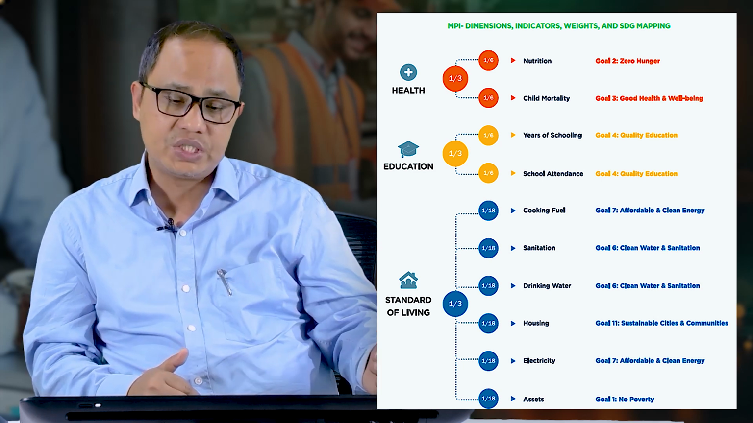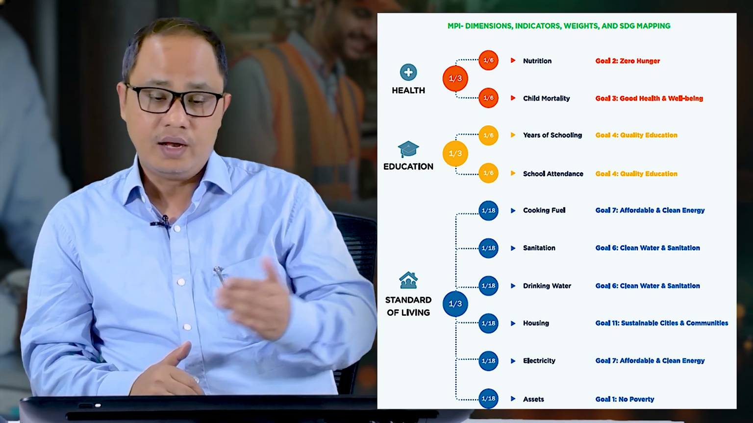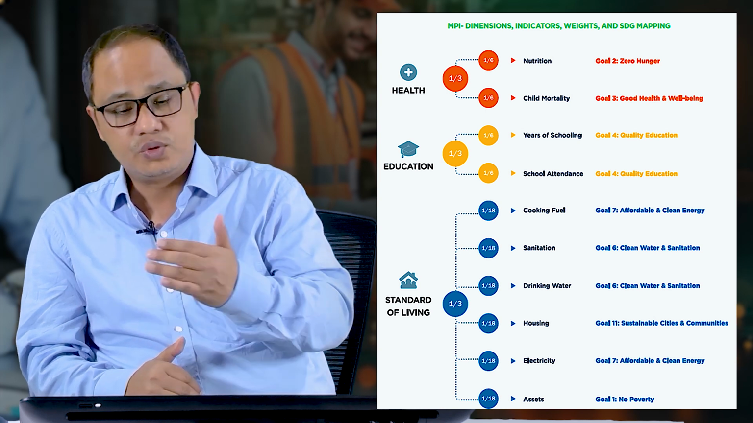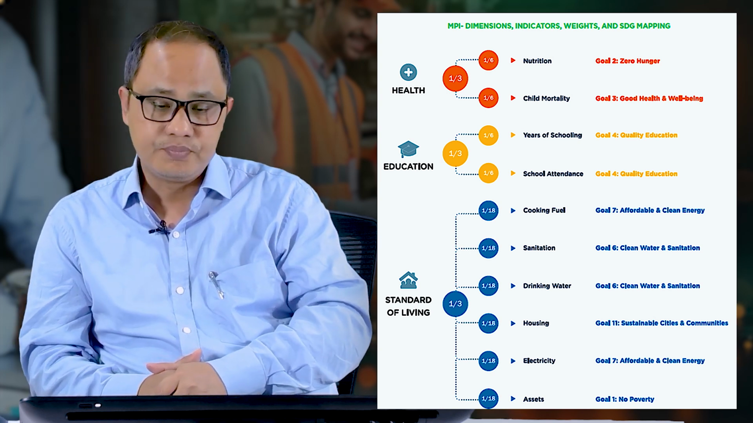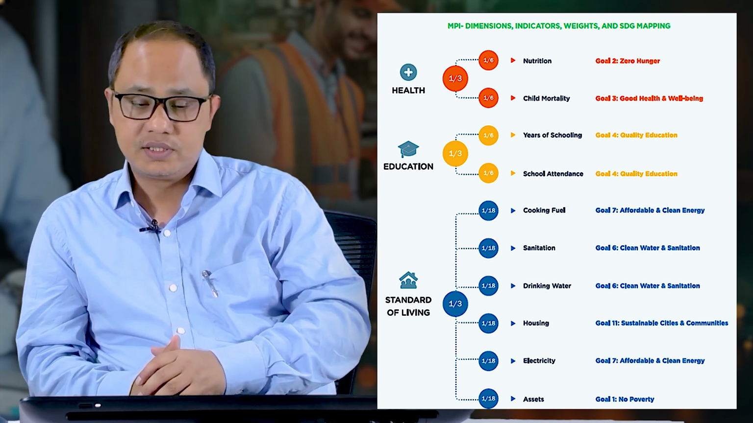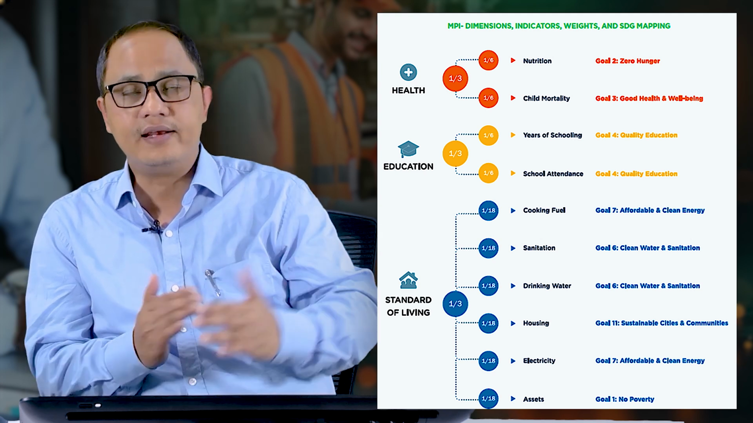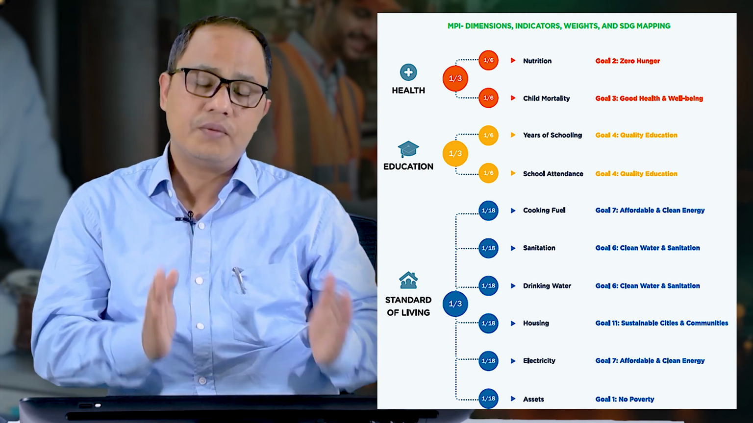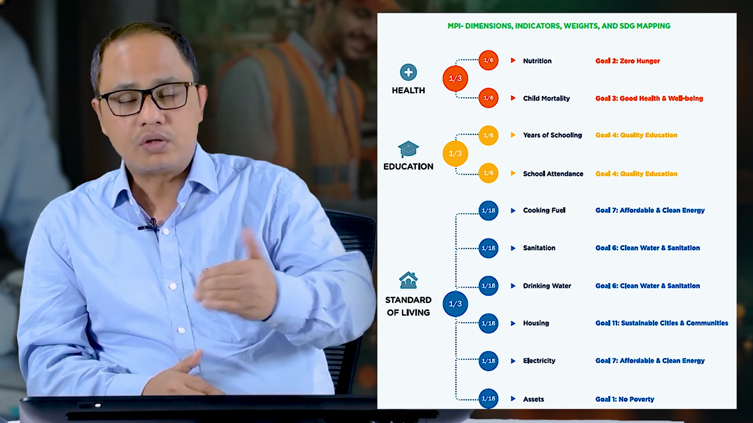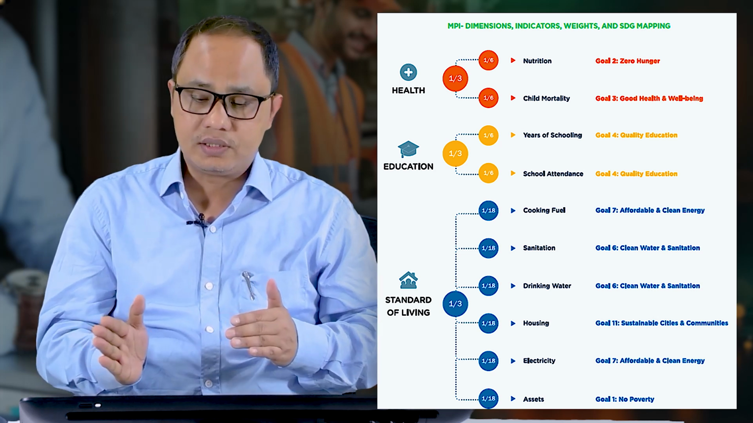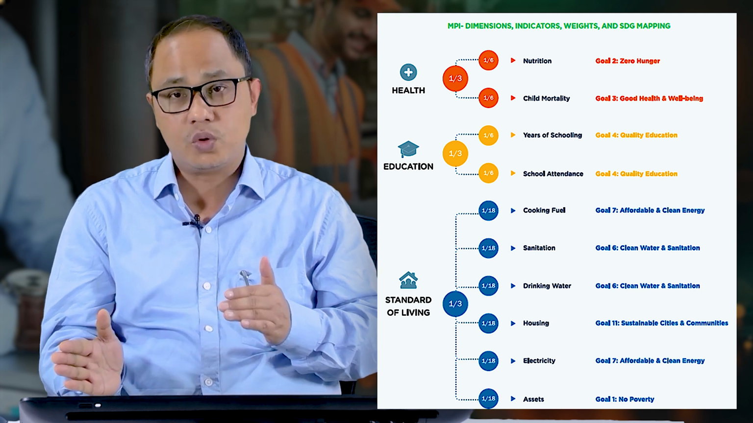In the same way, when we talk about sanitation, it is about clean water and sanitation, Goal 6. When we talk about drinking water facility, that is also Goal 6, it links into that. These link with Goal 1 also. When it talks about housing, it also links with sustainable cities and communities, that is Goal 11.